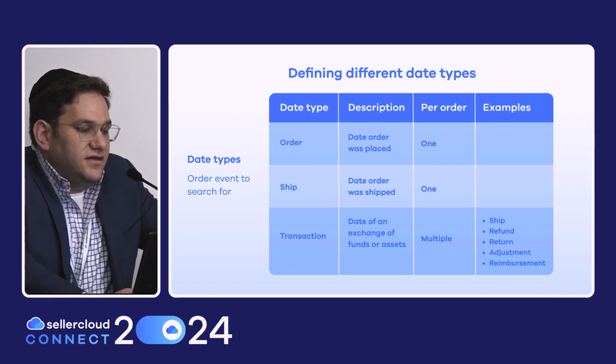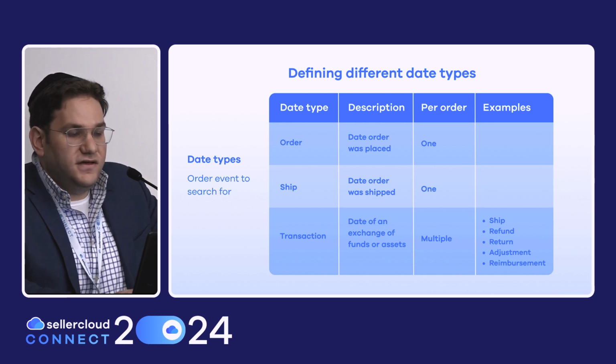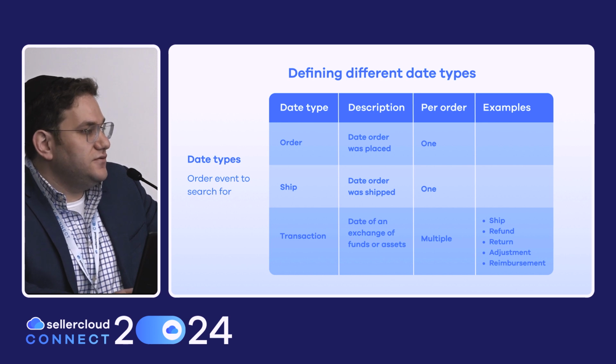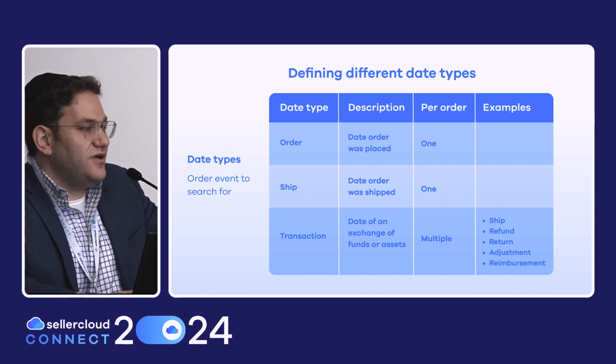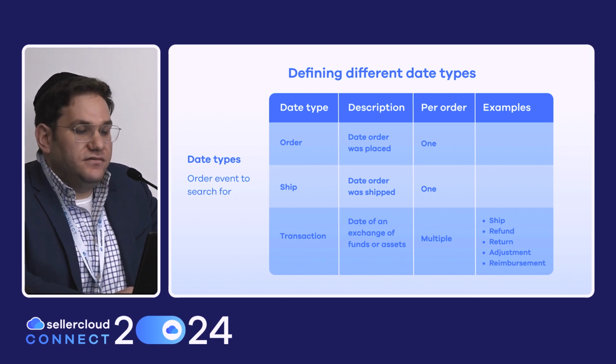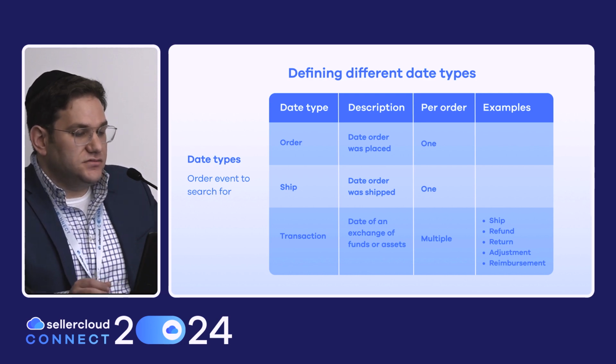Now, transaction date is the date of an exchange of funds or assets. And these can have multiple. You can use this date to isolate specific transactions on an order. Examples of this would be a refund date, return date, an adjustment date, or a reimbursement. Let's say you added something onto an order.